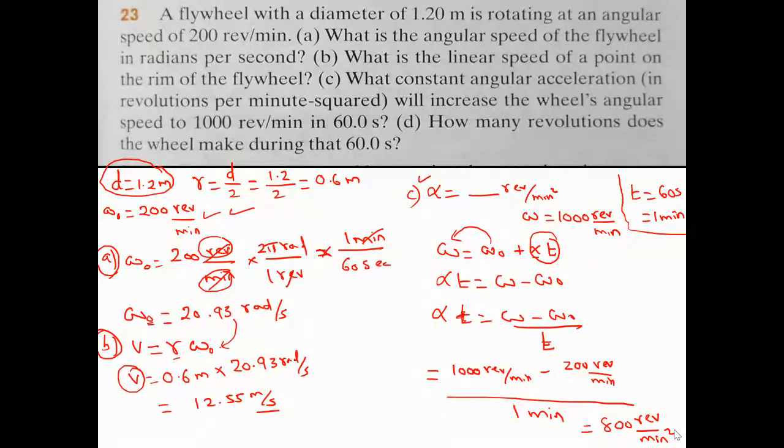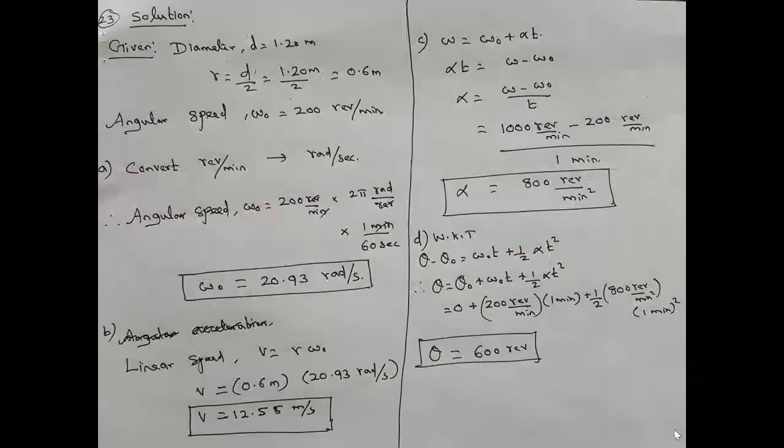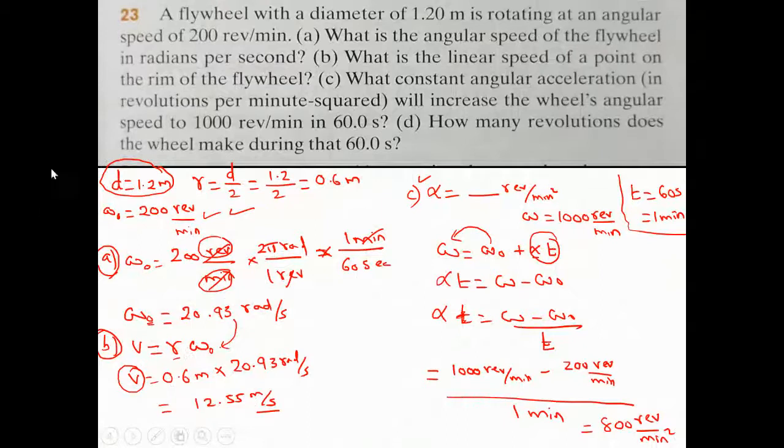What is your last question? How many revolutions does the wheel make during these 60 seconds? That means within 60 seconds, how many times is this wheel rotating? That means you have to find the theta value. Am I right? Yes. So I'm going to use one more page.